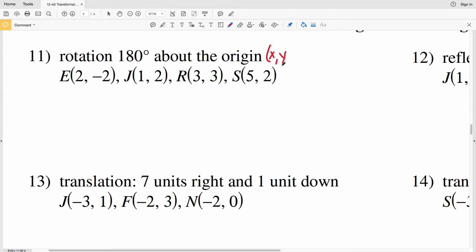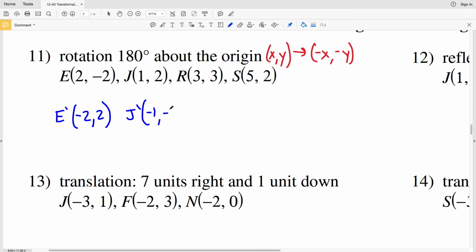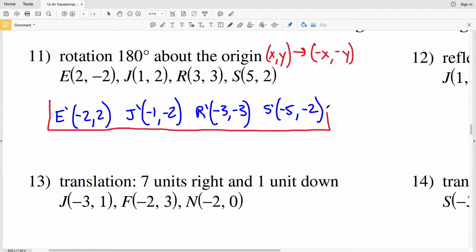Remember that for points x, y, a 180 degree rotation will be negative x, negative y, or the opposite of x and the opposite of y. So E prime, the opposite of x, will have negative 2, and the opposite of y will have positive 2. For J prime, the opposite of x will have negative 1, and the opposite of 2 will be negative 2. For R prime, the opposite of 3 is negative 3, and the opposite of 3 is negative 3. And lastly, S prime, the opposite of 5 is negative 5, and the opposite of 2 is negative 2. So those are my coordinates of the vertices of my rotation of 180 degrees.